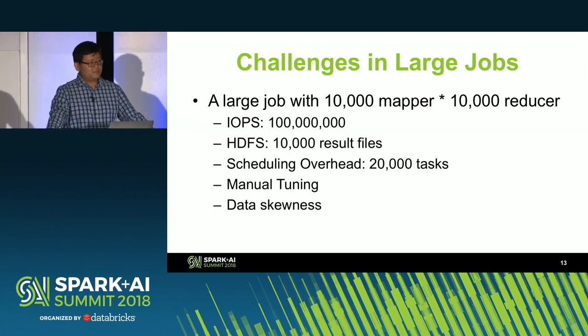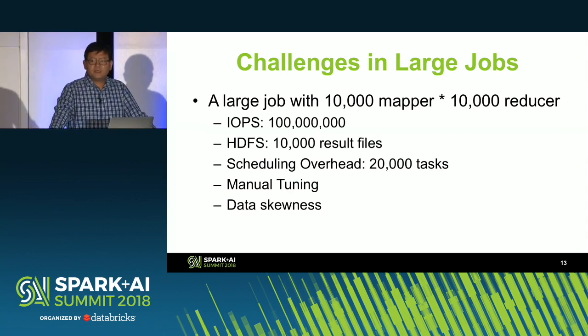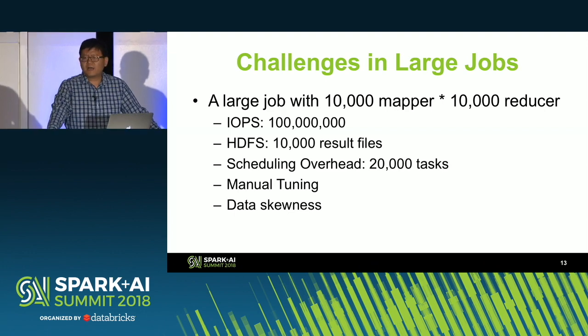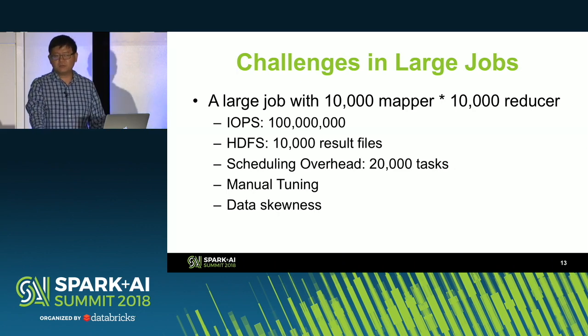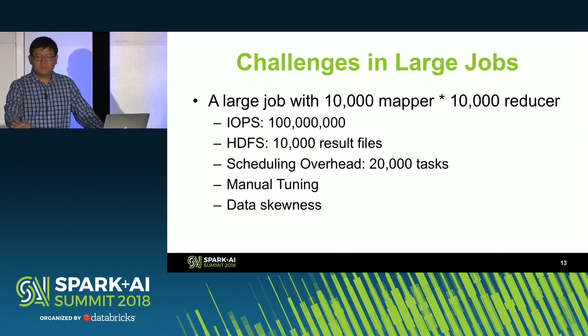The next phase is when we do the migration. For small jobs, probably we can use a fixed configuration. But for extremely large jobs, here is an example. We have 10,000 mappers and 10,000 reducers. It's a two-phase job. It's much simpler than our real production jobs. In production, for those large jobs, we may have multiple stages, and each stage may have tens of thousands of tasks. Then we hit a lot of issues.